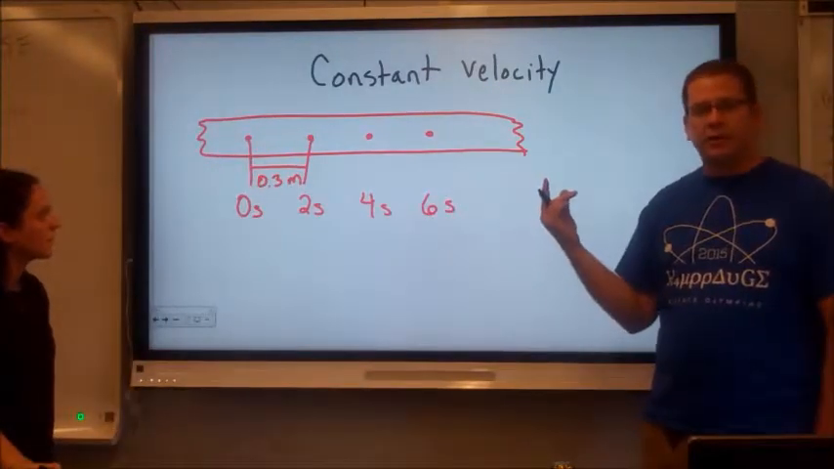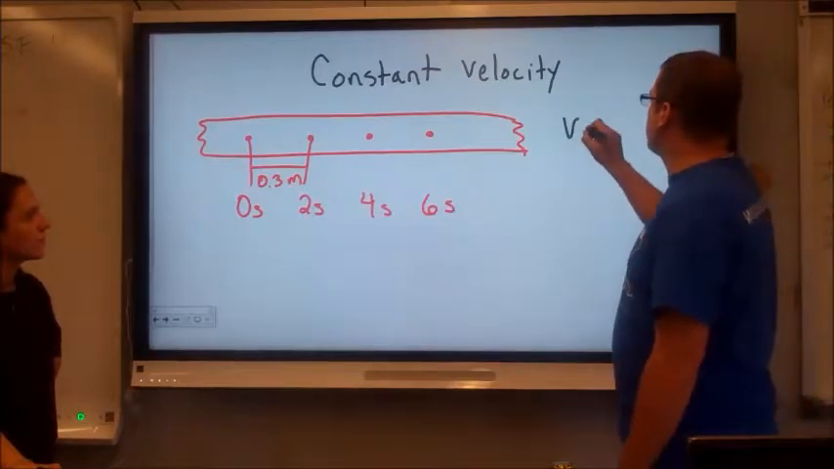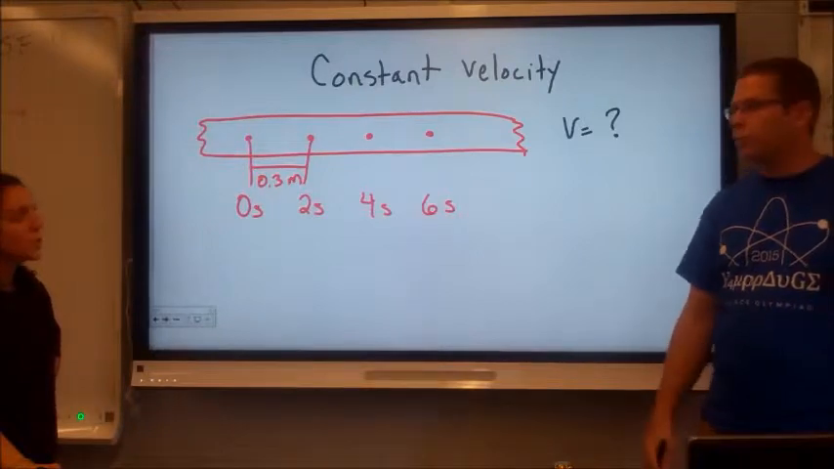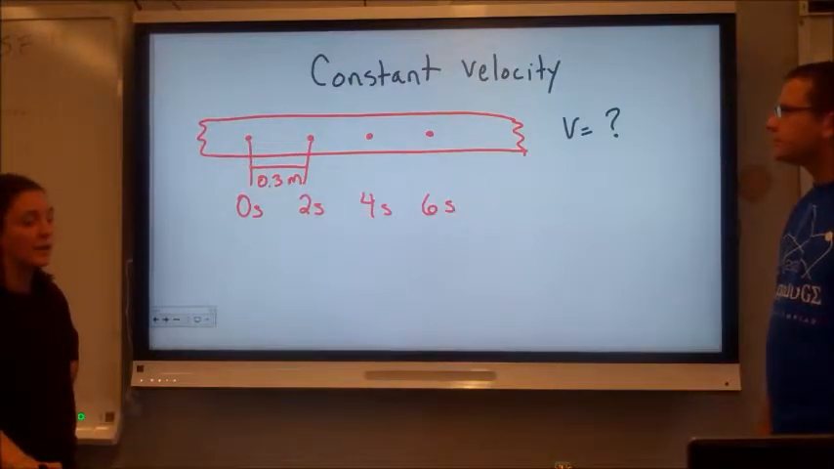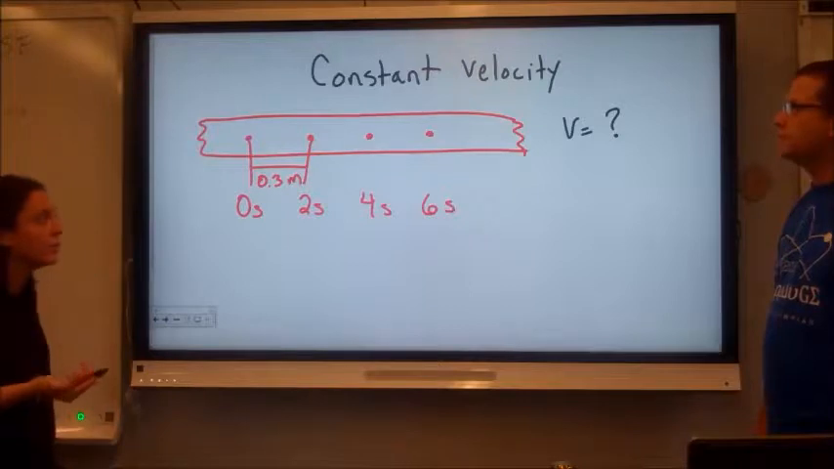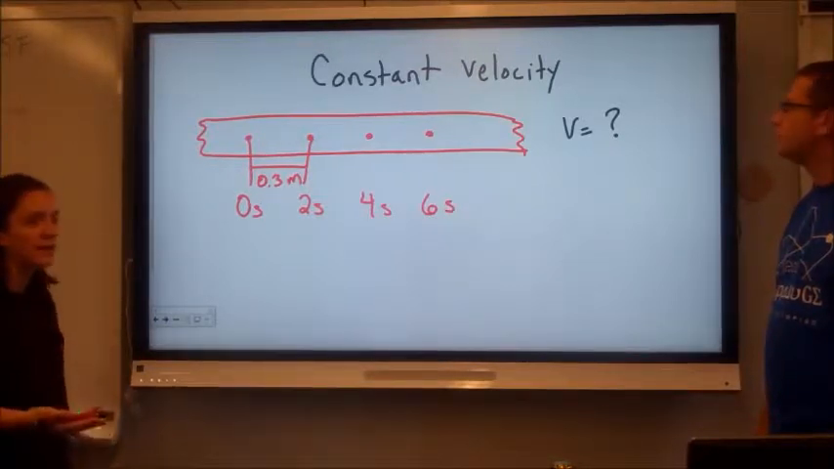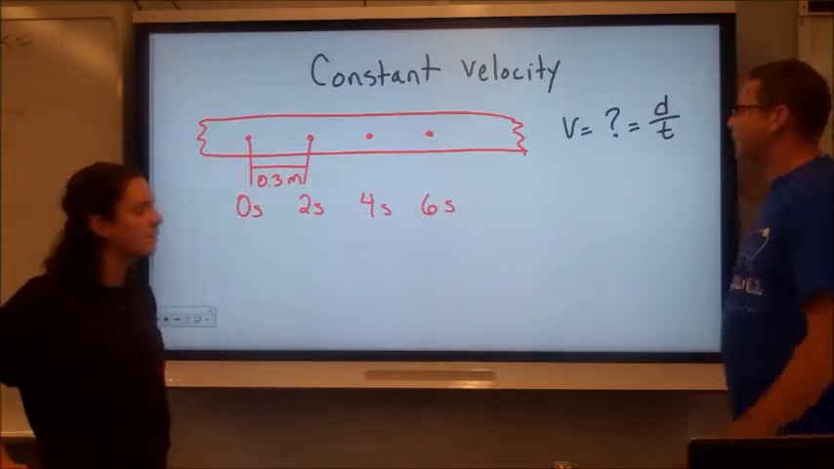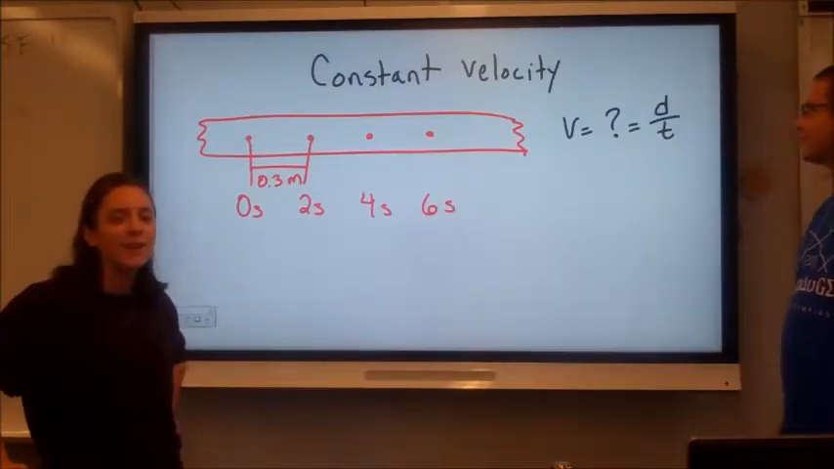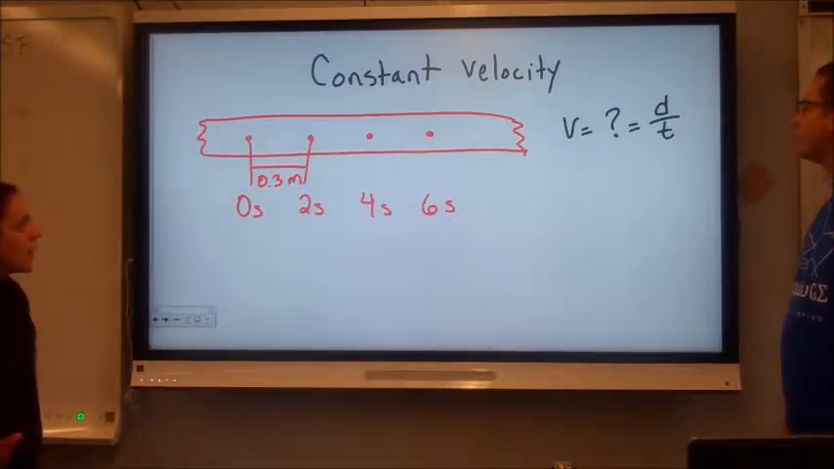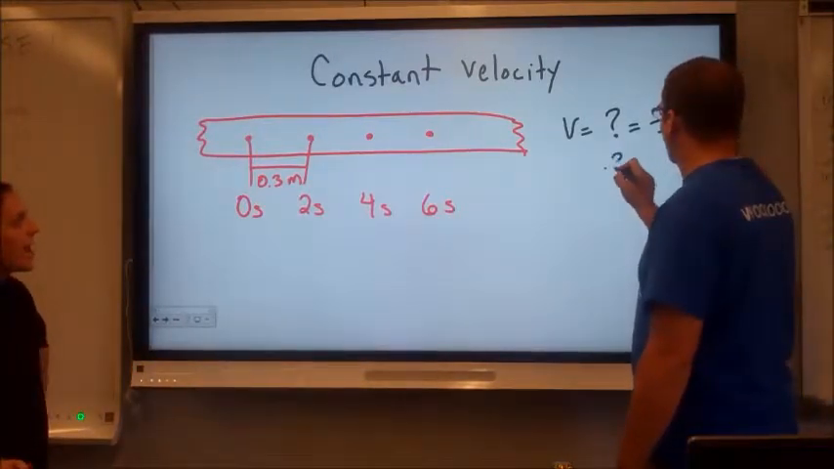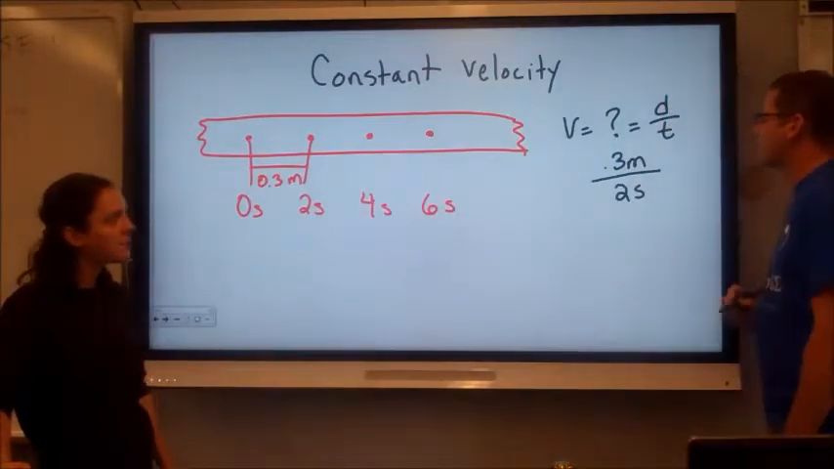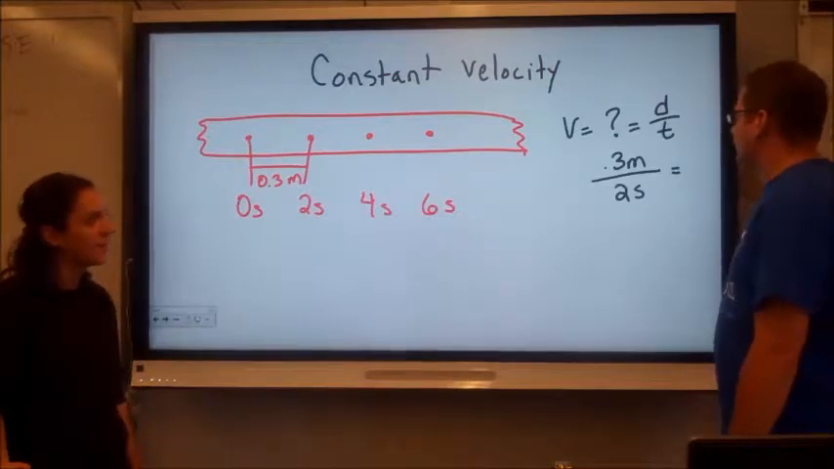Now, from this information, we can calculate the velocity of the car. How would we do that? Remembering this is a constant velocity, we have a formula that we can use, which is our first formula on the back of our best friend, second best friend, which is that v is d over t. So we can plug some information in. What we have here is 0.3 meters in 2 seconds, and we can calculate that. Can we do math in our heads?